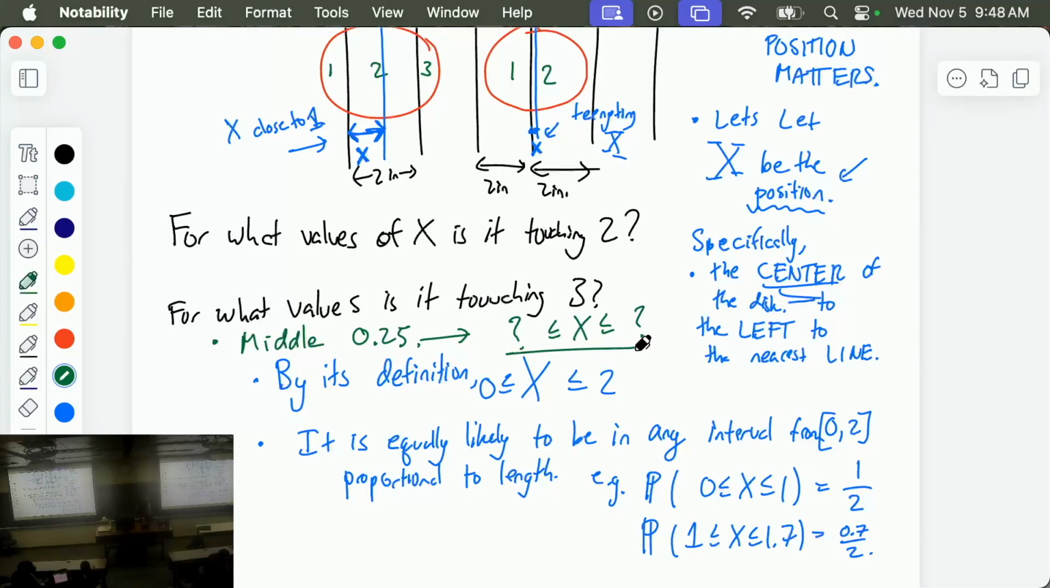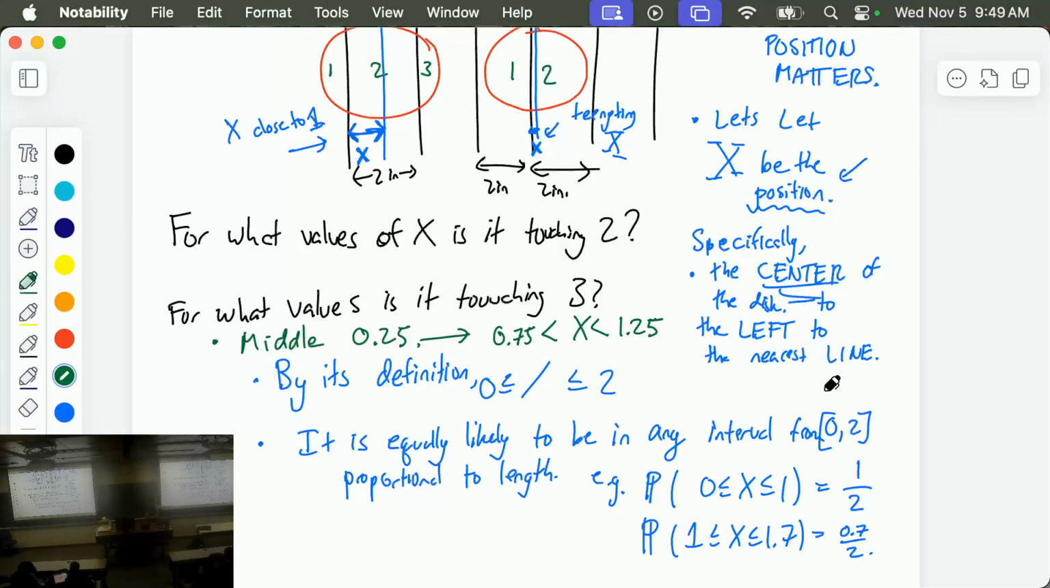Did anybody get the actual endpoints? Yeah. 0.75 and 1.25. OK, yes. This is one thing: there's going to be some weird corner cases right at the edges. Why don't we get rid of the equals to?